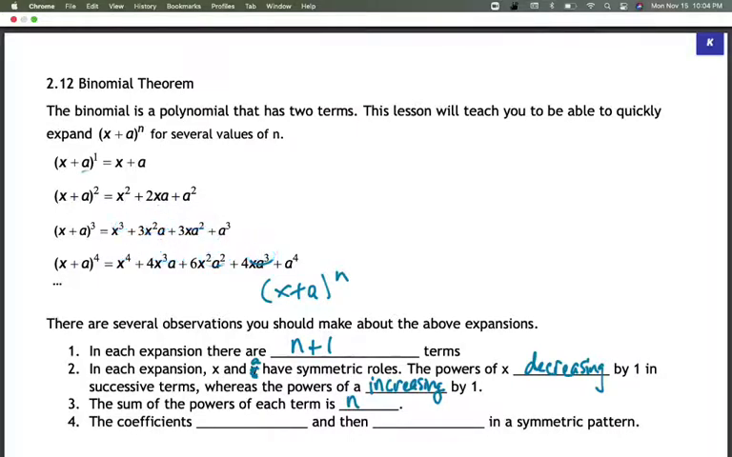Also, what I want you to notice is the coefficients, the numbers in front. This has a 1, so that number, that number, that number, and then this one right here. Or if you notice here, you go 1, 4, 6, 4, and then 1. So the coefficients increase, and then they decrease in a symmetric pattern. All right, let's move forward.